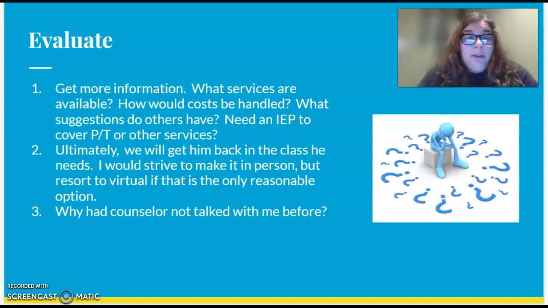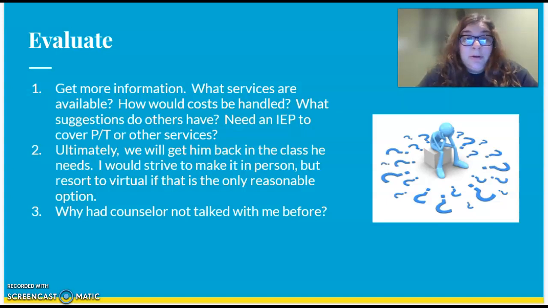To evaluate everything, I honestly have more questions than answers, and I feel like I need a lot more information to be able to determine what should be handled in this situation. First of all, once again, I work in a really small school, and what other services is he going to need? Is he going to need help going to the bathroom? Is he going to need help with other limitations that he has now? And who's going to provide those services? Do we need an IEP to be able to provide those services?